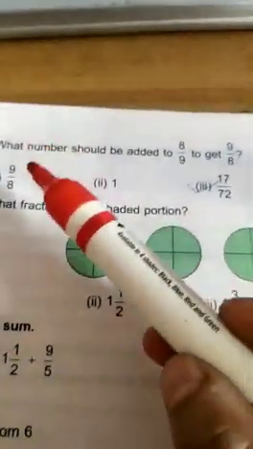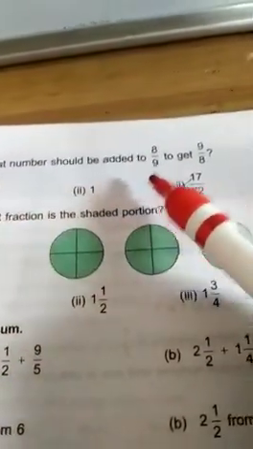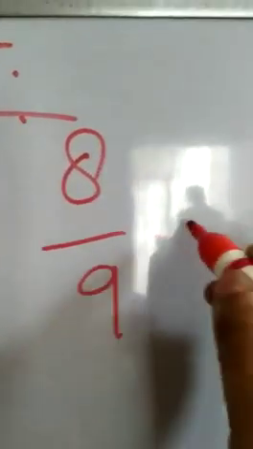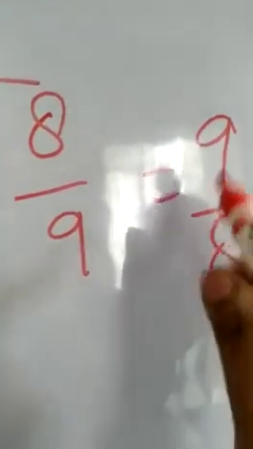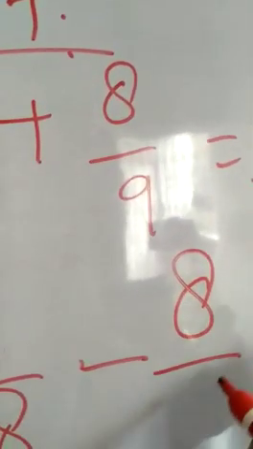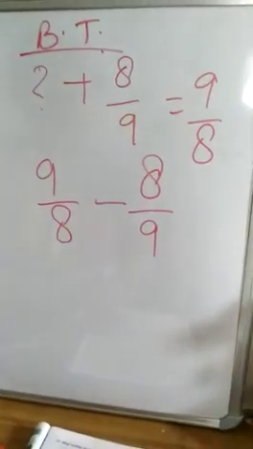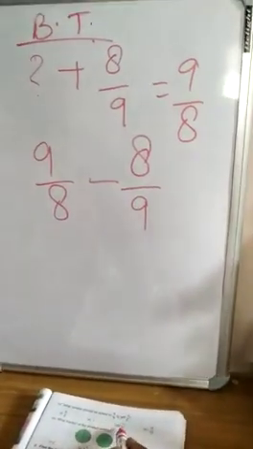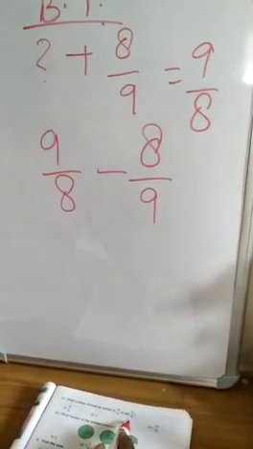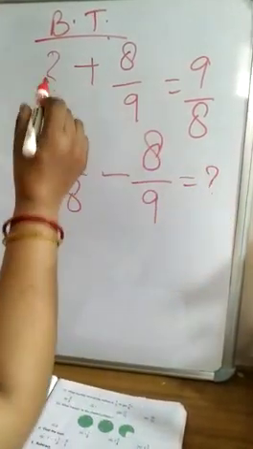Now come to D. What number should be added to 8 by 9 to get 9 by 8? So how will we do it? We will subtract 8 by 9 from 9 by 8. And then the options are 9 by 8, 1, 17 by 72, 19 by 72. So I think the third option, 17 by 72, is the correct answer. We will find what it is equal to, then you will get the answer.